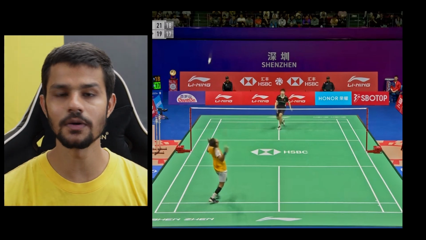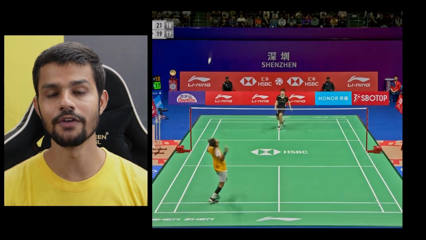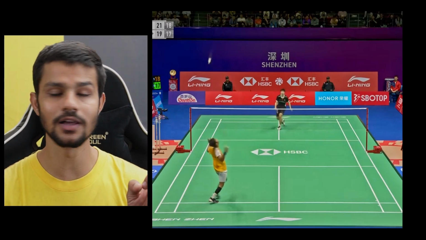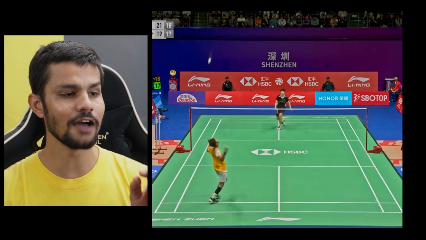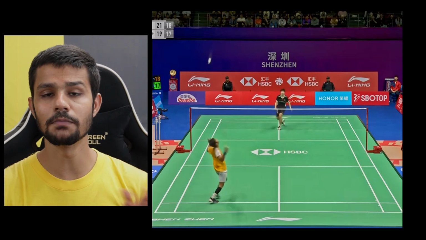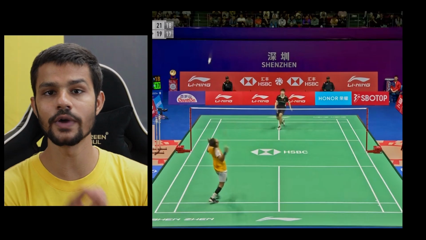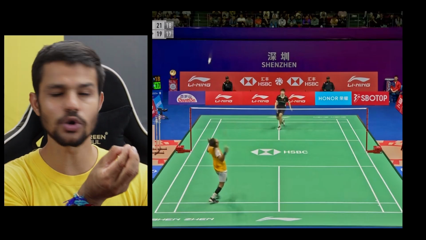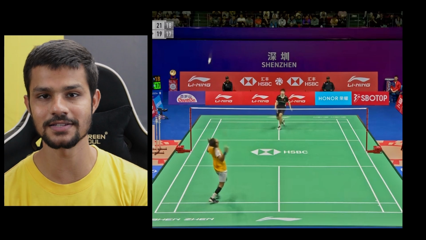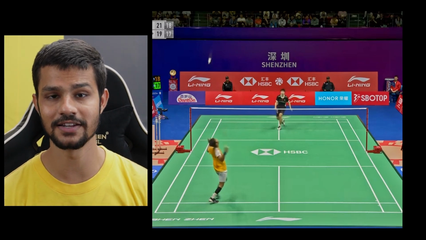This type of precision comes from years of training. Whenever you do 500, 600 tosses in deep corners, then you will learn this type of precision. I have seen the current form of current men's singles players. Their tosses will be in between mid court or even not going to deep corners. Just look at Shi Yuqi, just look at Lin Dan, just look at Viktor Axelsen. These type of players are just legends. This is the reason why they are legends.